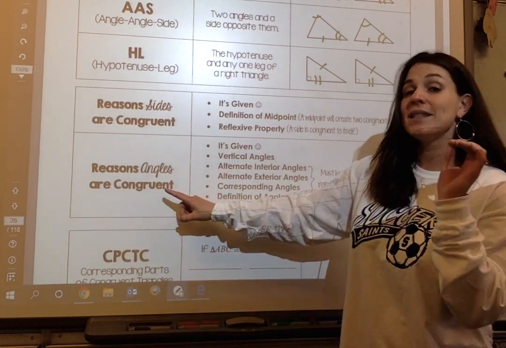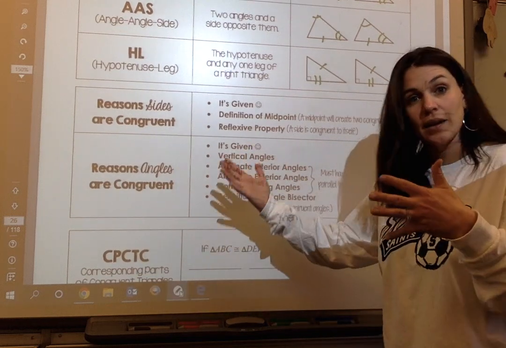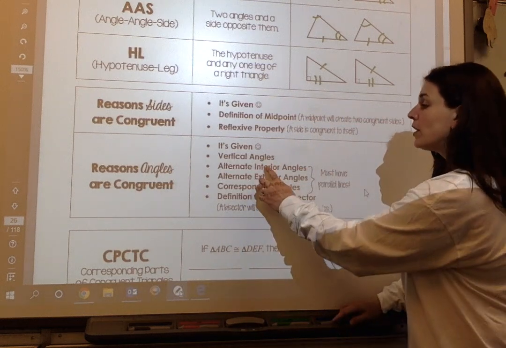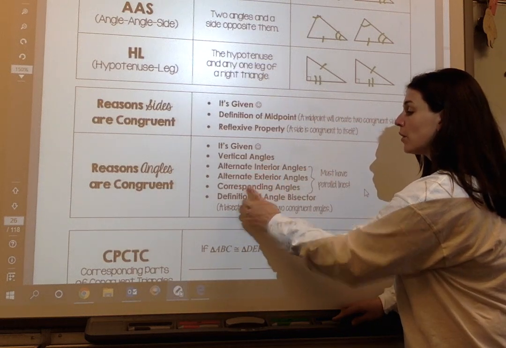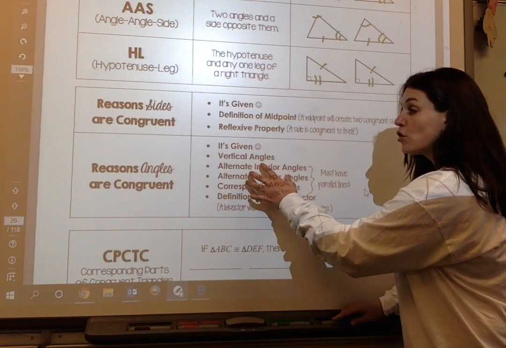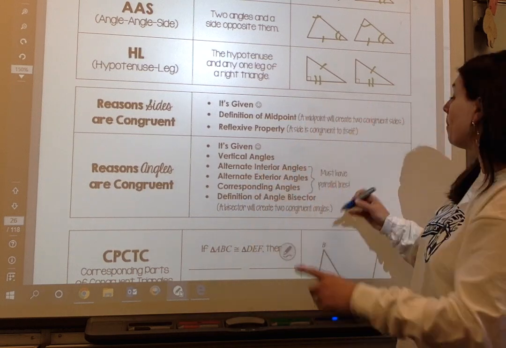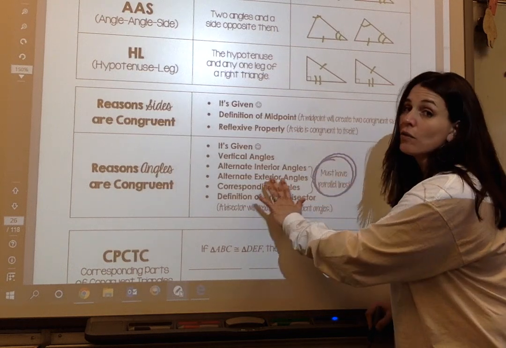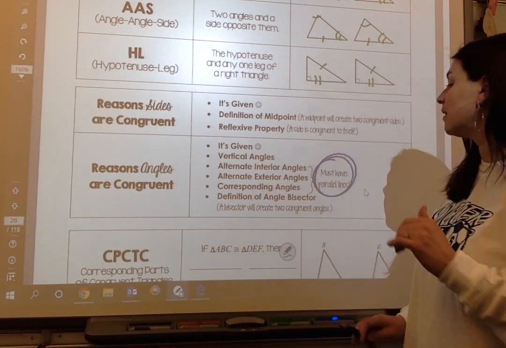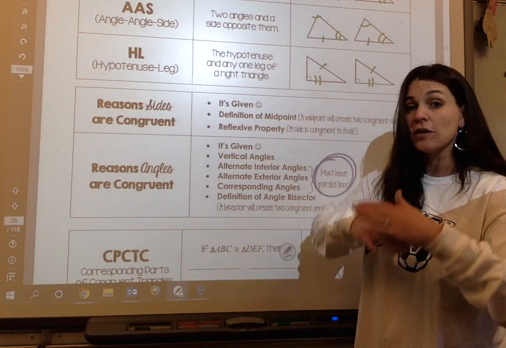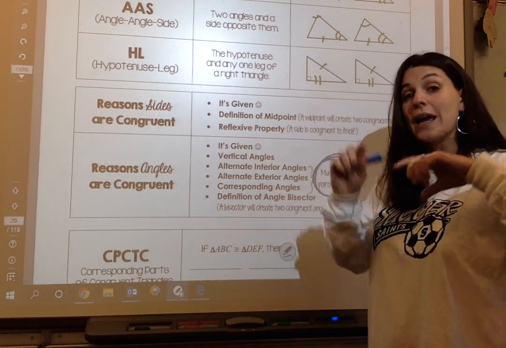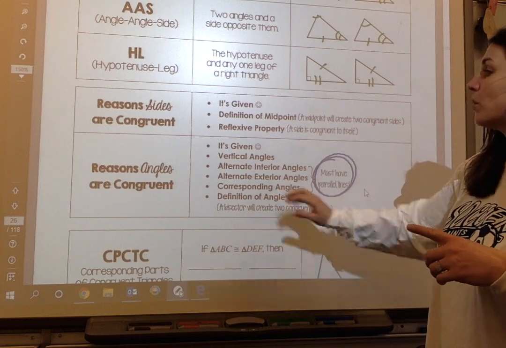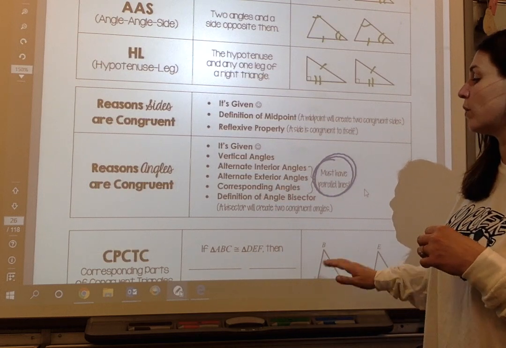And here are some of the reasons angles are congruent. It's a given. Vertical angles create congruency. Alternate interior, alternate exterior, and corresponding angles, that's true, but you must have parallel lines. If your lines aren't parallel, you can't make those statements. And another one is definition of angle bisector. Remember, an angle bisector creates 2 angles that are congruent. So those could be some of the reasons your angles are congruent.